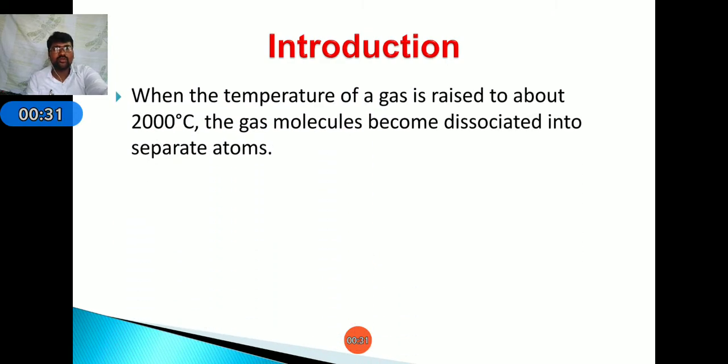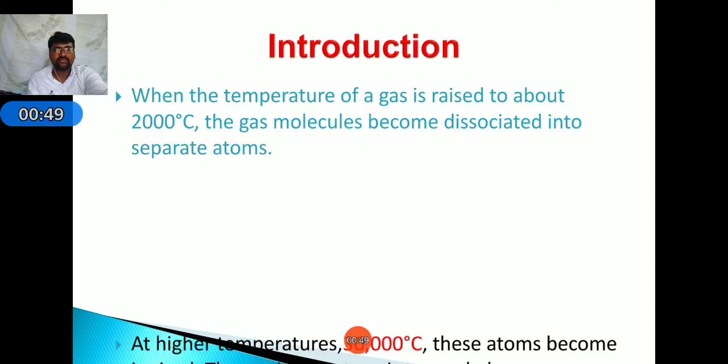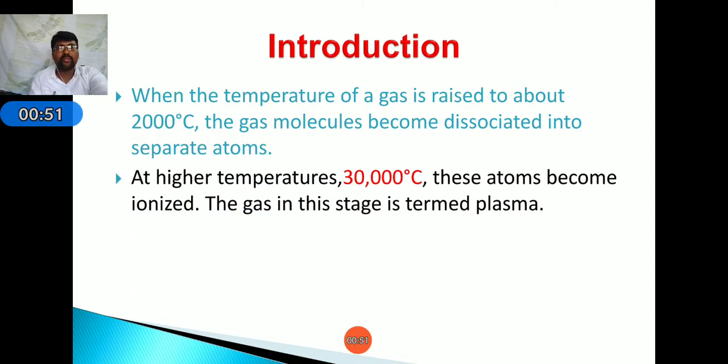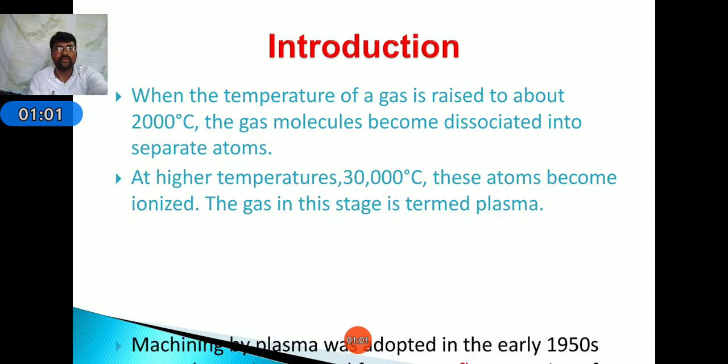Coming to the introduction, first we have to know what plasma is. Plasma means that when the temperature of a gas is raised to about 2000 degrees centigrade, the gas molecules become dissociated into separate atoms. At higher temperatures, that is 30,000 degrees centigrade, these atoms become ionized. This gas is known as plasma.